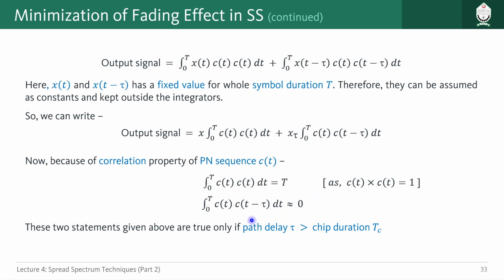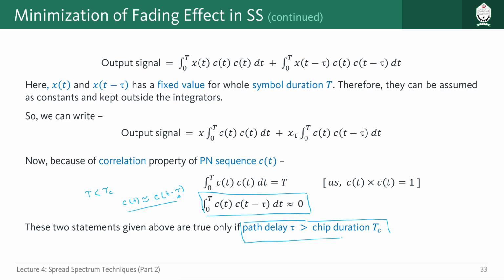Now these assumptions can be made only if the path delay tau is greater than the chip duration Tc. This is because when tau is less than Tc, then c of t is almost equal to c of t minus tau, because the delay is very small, so they are almost the same sequence. So obviously we cannot make this second assumption if this condition is not true, right? That's why this condition has to be true for making this assumption.